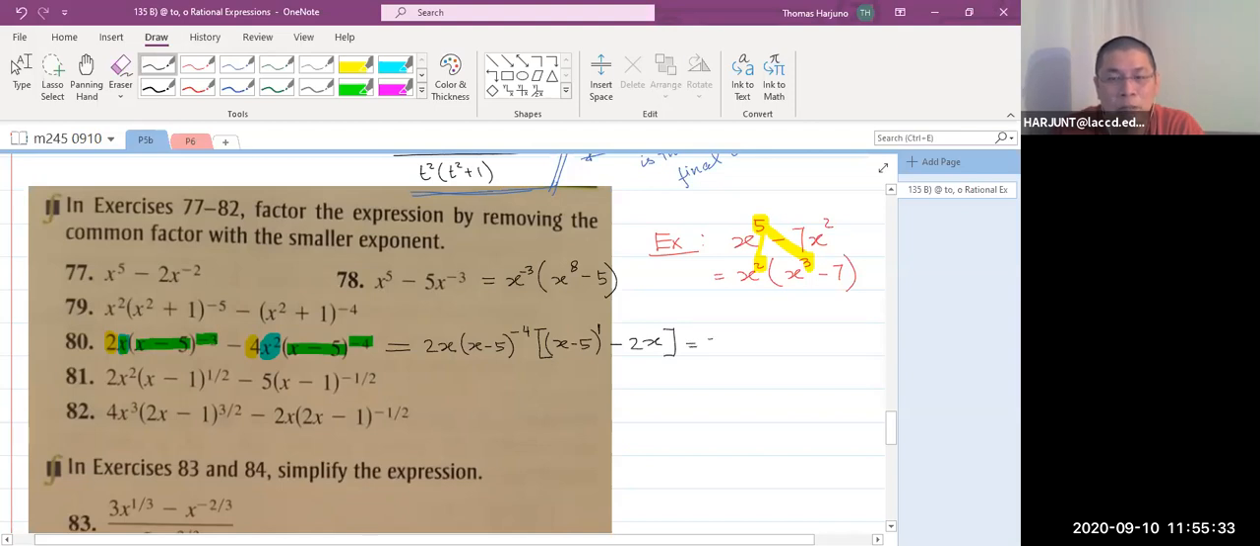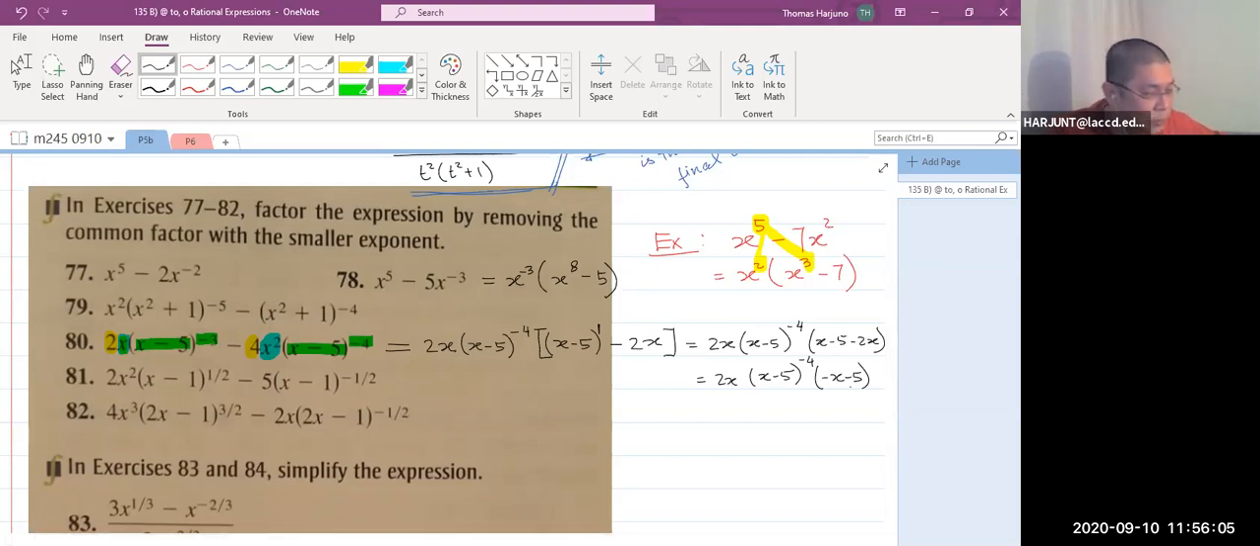This will then be 2x, x minus 5 to the -4, times x minus 5 minus 2x. That will be 2x, x minus 5 to the -4, times -x minus 5. Let me ask you to think about that first.